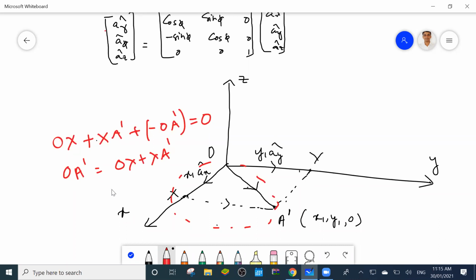What is the OX value? OX value is x1 ax cap plus, what is the XA dash value? y1 ay cap. This is clear or not, everyone? Is it clear?